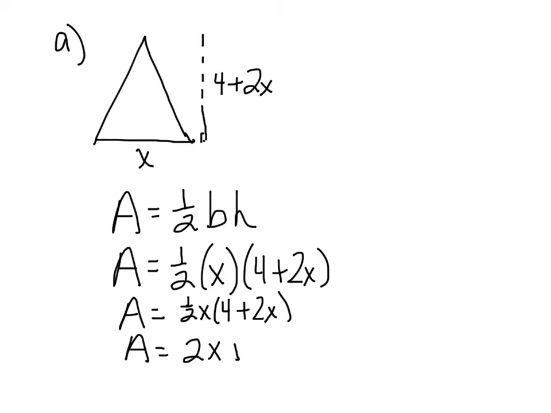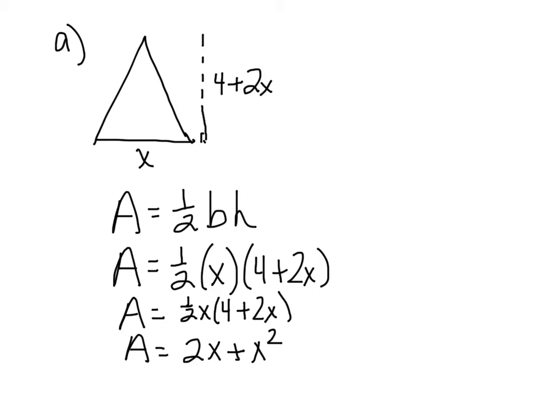A half of 2 is 1. X times x is x squared. So that would be my formula. My formula would be 2x plus x squared, or you could also have x squared plus 2x. You could have also used b instead of x as well. You could have A equals b squared plus 2b or 2b plus b squared.